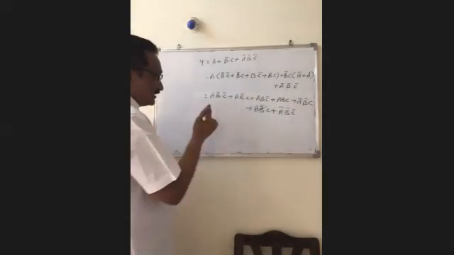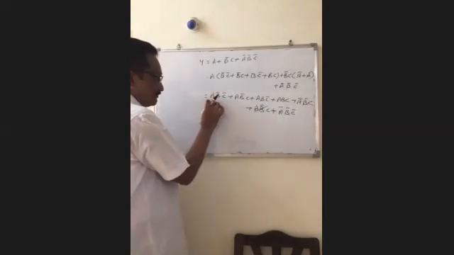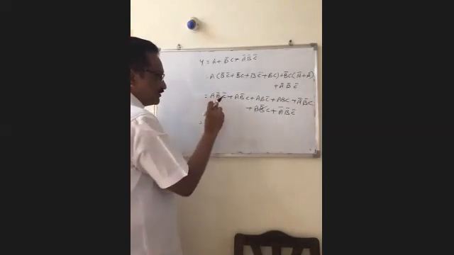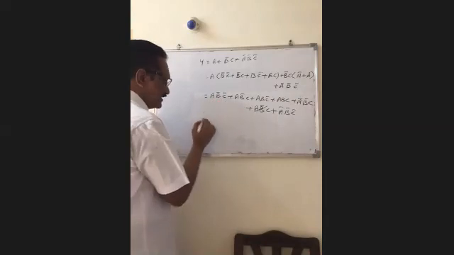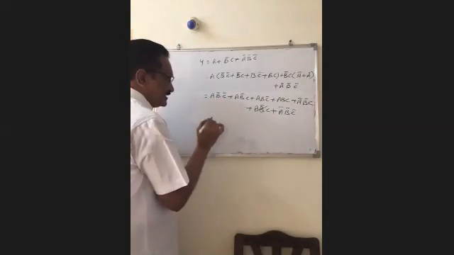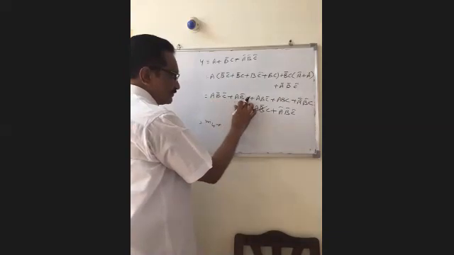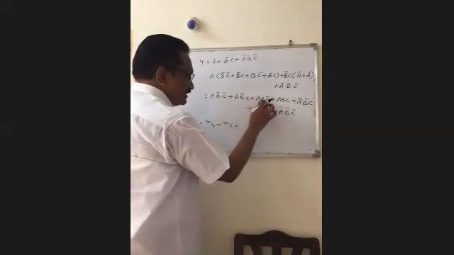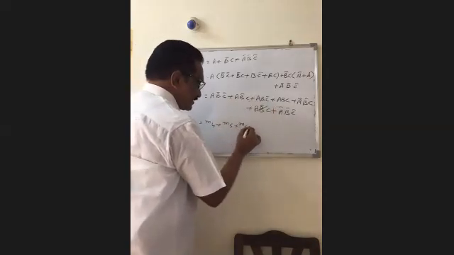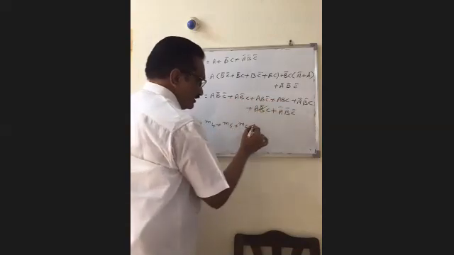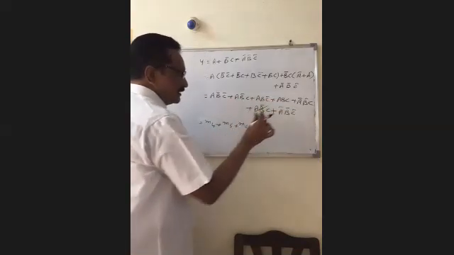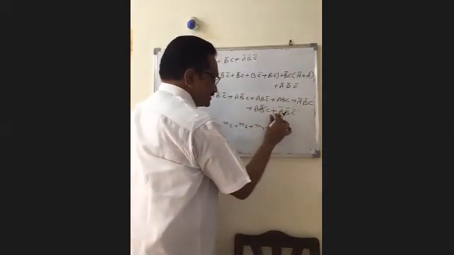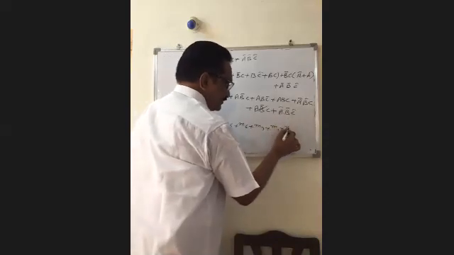So actually, a b bar c bar means 1 0 0, which is decimal equivalent 4, so that is min term 4, plus 1 0 1, min term 5, plus 1 1 0, min term 6, plus 1 1 1, min term 7, plus 0 0 1, min term 1, plus 0 0 0, min term 0.